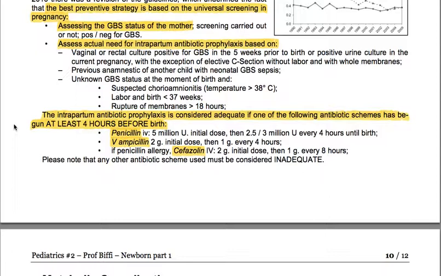Intrapartum antibiotic prophylaxis is considered adequate if one of the following antibiotic schemes has begun at least 4 hours before birth. Penicillin IV, 5 million units initial dose, then 3 million units every 4 hours until birth. Ampicillin IV, 2 grams initial dose, then 1 gram every 4 hours. If penicillin allergy, cefazolin IV, 2 grams initial dose, then 1 gram every 8 hours. Please note that any other antibiotic scheme used must be considered inadequate.